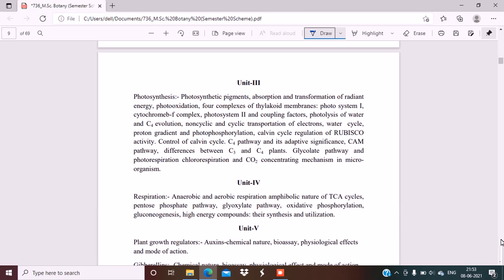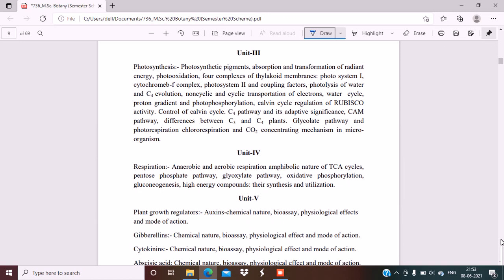Now the next topic is respiration: anaerobic and aerobic respiration, amphibolic nature of TCA cycle, pentose phosphate pathway, glyoxylate pathway, oxidative phosphorylation, gluconeogenesis, high energy compounds, their synthesis and utilization. This topic also you study first from Pradeep's biology from your 11th 12th book, and then you jump on to the books which I told you.